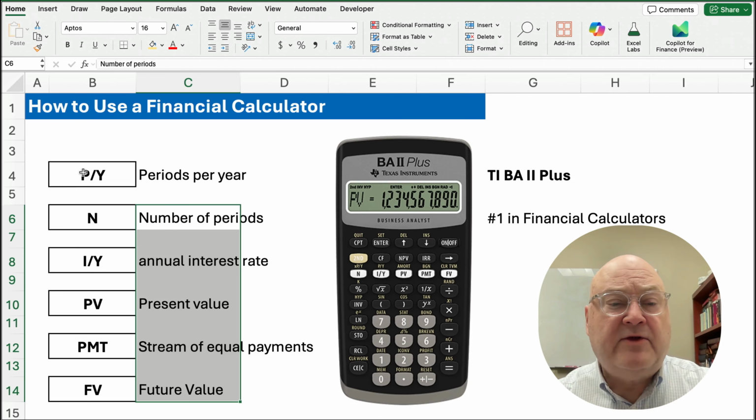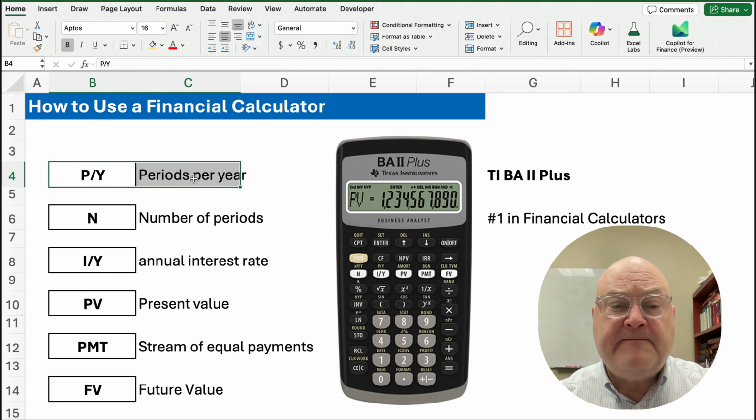Now, one thing we're going to do is set the periods per year. We'll set it for annual as 1 or monthly as 12. The number of days would be 365. So you could do it annual or monthly or daily. So daily you would set it at 365. We'll show you the examples here below.